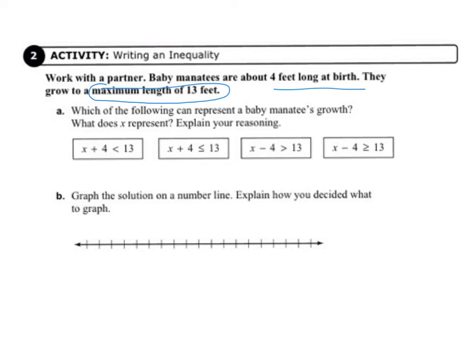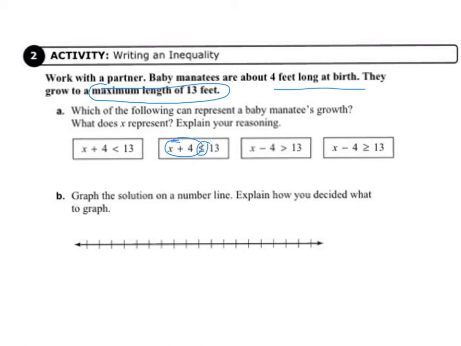So they can be equal to 13 feet, and they can be no more than 13 feet. So that means less than or equal to 13 feet. So we have something that's less than or equal to right here, but we need to check out the rest of the inequality to make sure it makes sense.